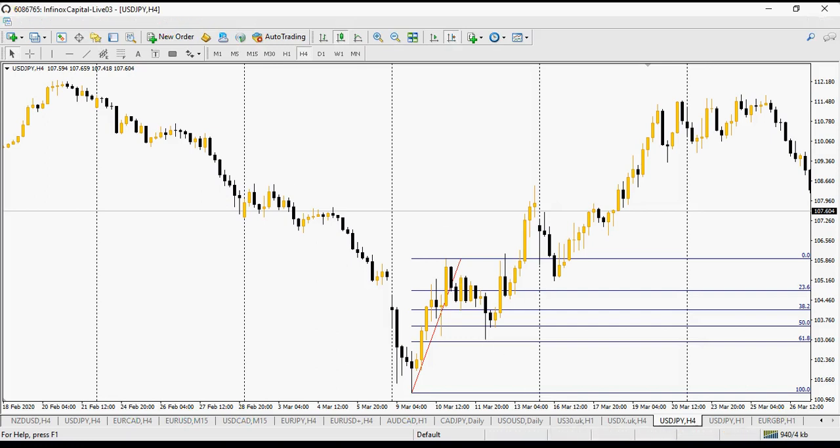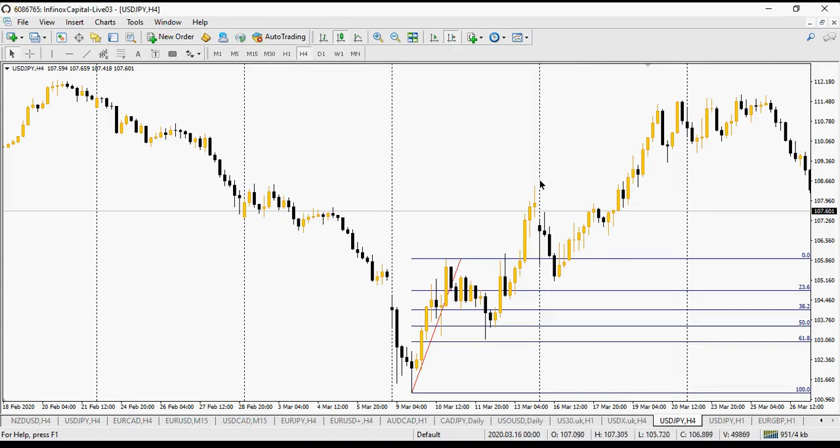Market retraced back to what level? Let me see. 61.8, beautiful. 61.8 before it continued. Now, let's assume maybe it's just by luck.